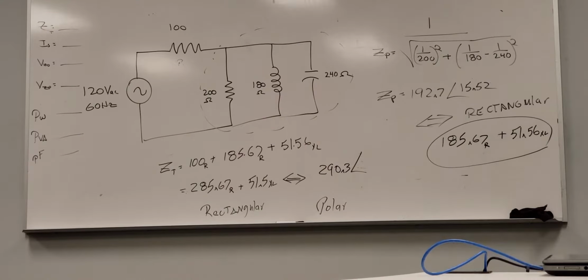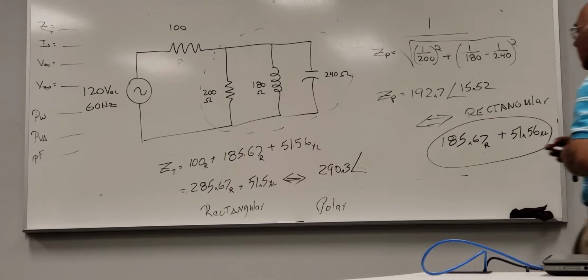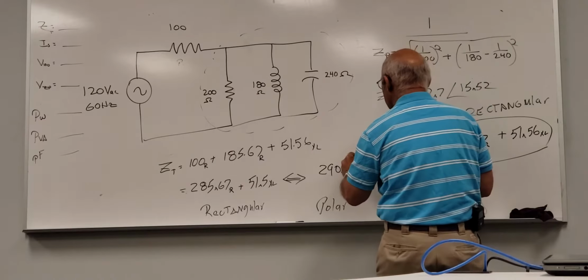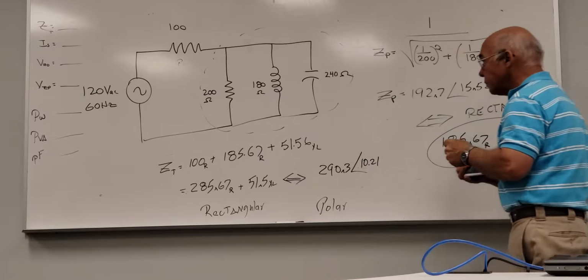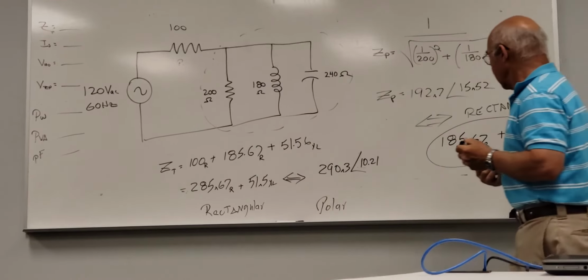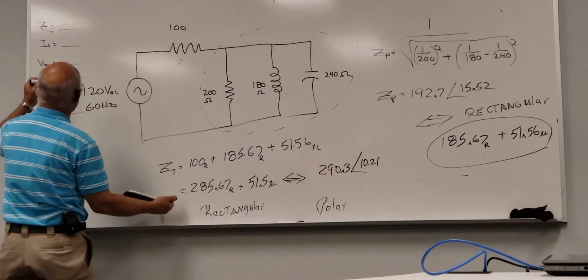And it's gonna have an angle. We hit second function angle, rectangular to polar again, you're gonna get 2. We punch in 285.67. Second function comma, and we punch in 51.5, hit enter, and we get 10.21. Alright. So we got an impedance of 285.